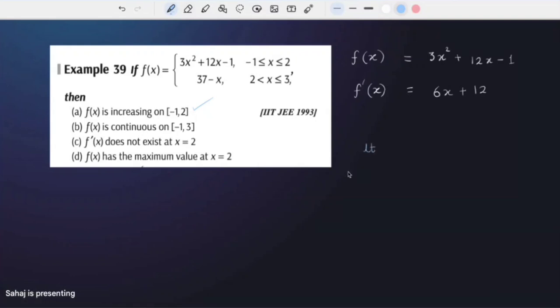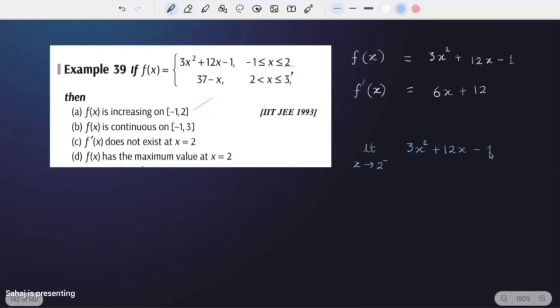Right hand limit equals left hand limit equals the value of the function at that point. At x equals 2, that is the only point where it can be discontinuous, because that's the point where you change the definition of the function. At x equals 2, you have to take the first equation only.